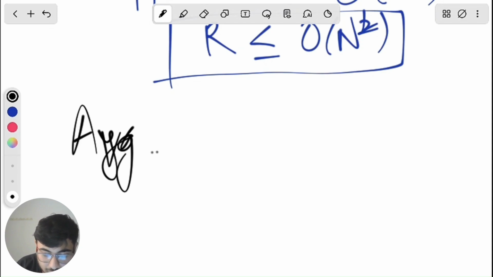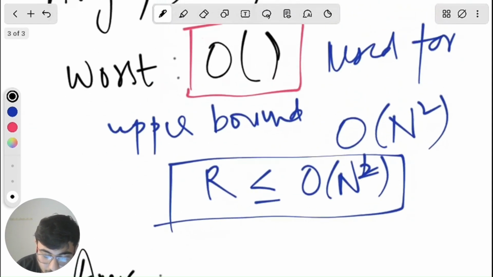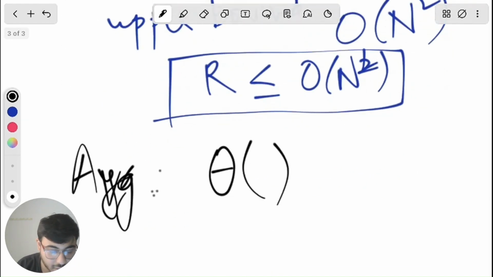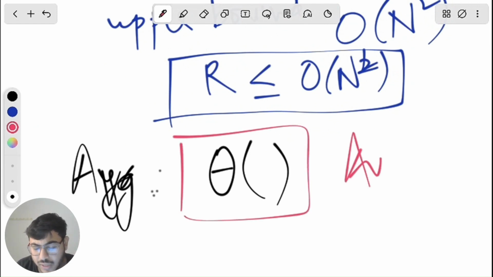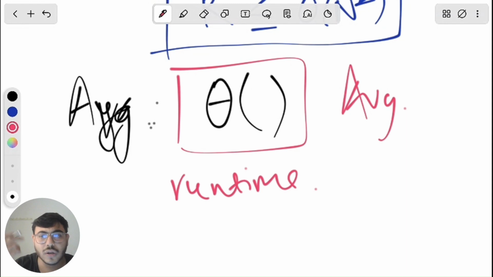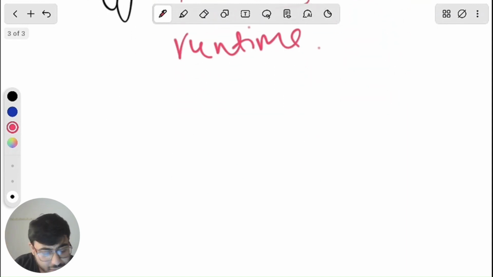This is denoted by theta. Like this is denoted by big O, this is denoted by the theta function, and this will give you the average runtime. This actually does not have a lot of significance when you are writing or discussing an algorithm, but it gives you an overall gist of how the algorithm will perform.